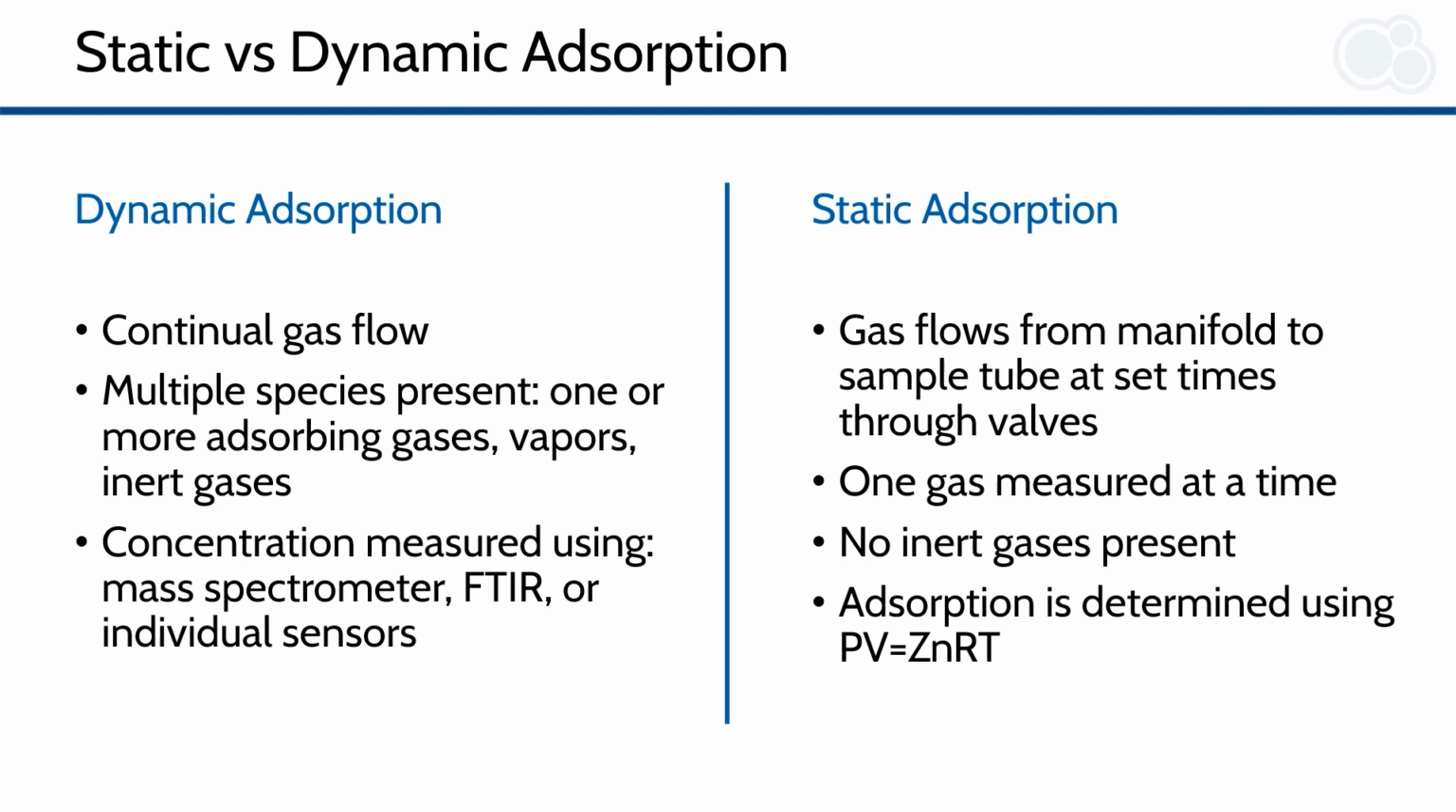So in dynamic adsorption, there's going to be a continual gas flow. Like I said before, there may be multiple species present, one or more adsorbing gases. There may be some vapors as well as inert gases. Maybe there are some contaminants in your gas stream, helping mimic the actual real-world process conditions that you might see. Concentration is typically measured using something like a mass spectrometer, FTIR, or individual sensors.